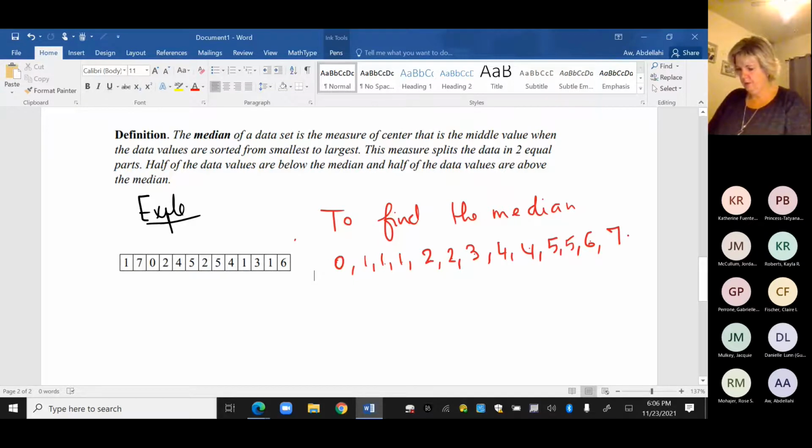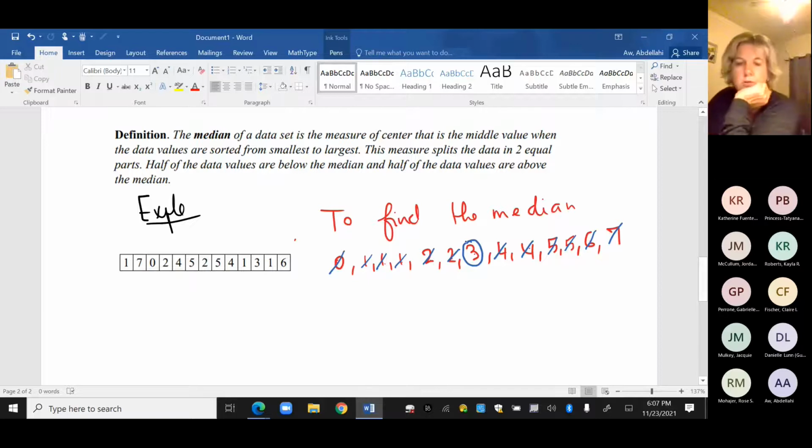Now we look at what the position of the median should be. We have two ways to go after that. Some people prefer this way: I cross out left to right, left to right, left to right, until I get to this one, okay?